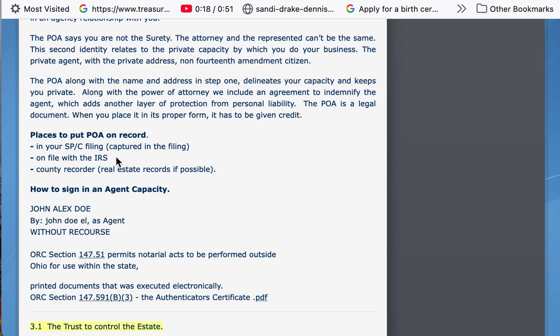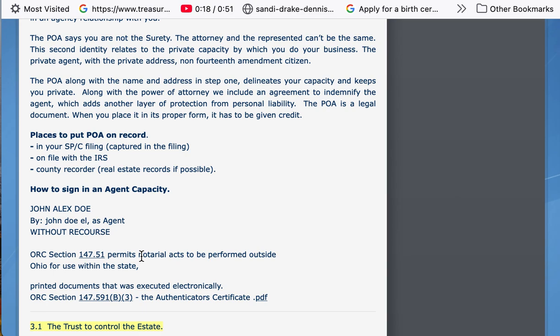Now, last thing I want to touch on in this video, and although I have Ohio Revised Code on the screen, this applies to probably the majority, if not all, of the states. I'll just read it here. Ohio Revised Code Section 147.51, which is also somewhere in your state code, permits notarial acts to be performed outside of Ohio for use within Ohio.